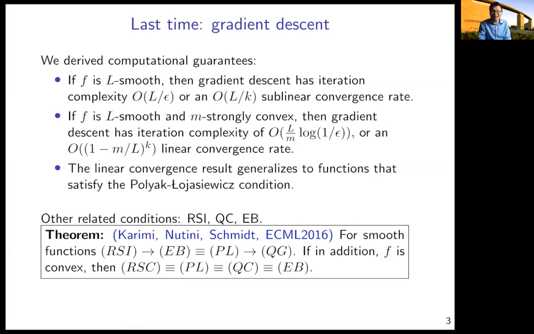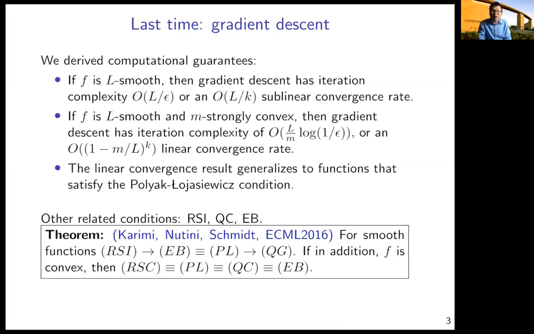So for any such convergence rate that is polynomial in 1 over k, we say that this is the so-called sublinear convergence rate. And if we make one additional assumption that the function f is m-strongly convex, this means that the function is lower bounded anywhere by a quadratic function with identity Hessian scaled by a constant m.